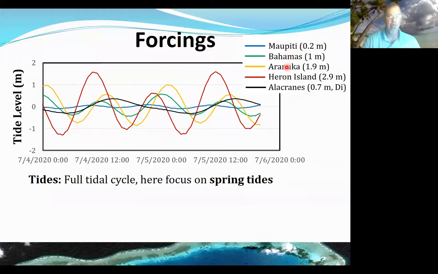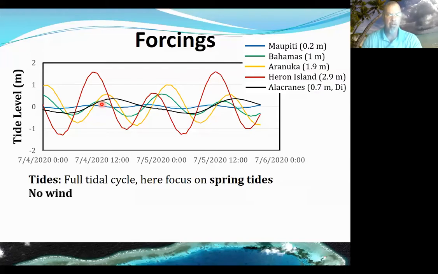Then Bahamas, Aranuka, which is in Kiribati, and Heron Island, which you all know a little bit about, I think, where tidal range is about 3 meters. These are all semi-diurnal tides. We also had Alacran, which is a diurnal tide shown in black here, with a tidal range of about 0.7 meters. So again, these are all different inputs, different models. We want to see what was the impact of different tidal range and tidal period. I won't focus here on tidal period, but we'll look at different tidal range and the impact that has.